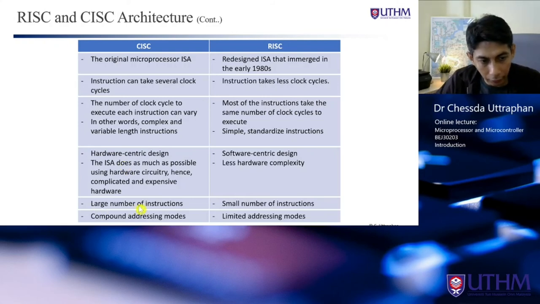Next is large number of instructions versus small number of instructions. So this is again related to the previous example. In the CISC, you may have all the necessary instructions, right? But in RISC, you may not have all the instructions. For example, you don't have a multiplication instruction in some of the RISC, but the advanced RISC may have it already. But still, the number of instructions is limited, and the size of instruction is limited. For example, CISC, you may have up to 1,000 instructions, yeah? But RISC, less than 100 instructions is enough already, right? So we focus on writing the program, not the hardware, right?